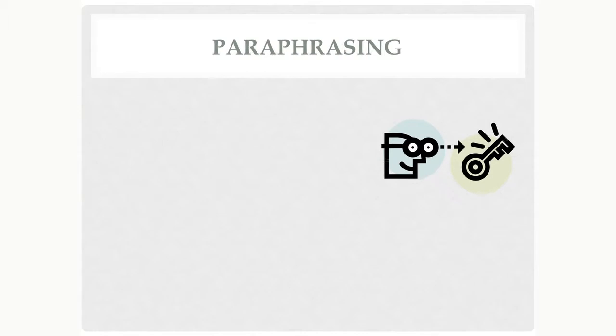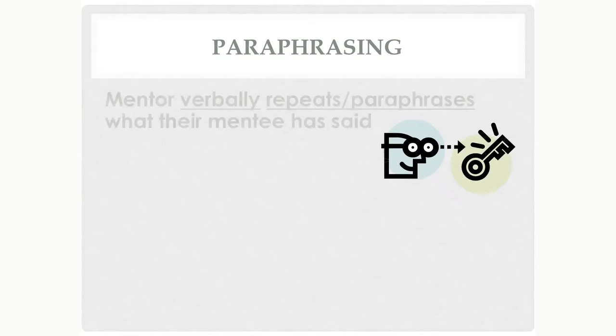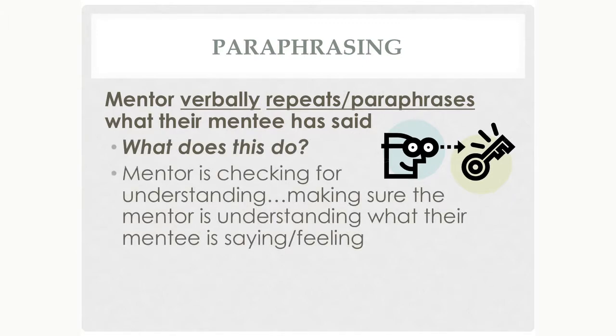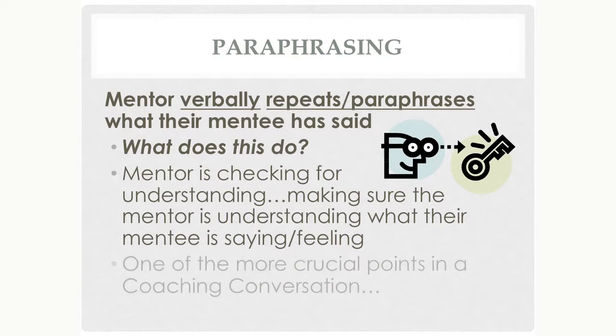A key point in a mentor-mentee conversation is paraphrasing. In paraphrasing, the mentor verbally paraphrases what their mentee has just said. So what does this do? The mentor is really checking for understanding on the mentee's part, making sure the mentor is understanding what their mentee is actually saying and feeling. This is one of the more crucial points in a coaching conversation.